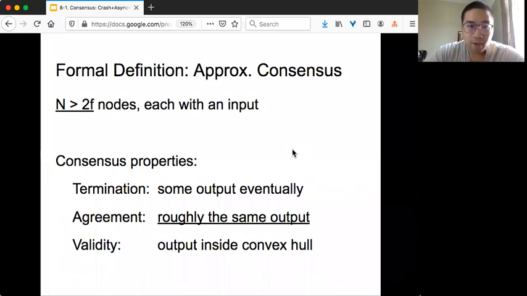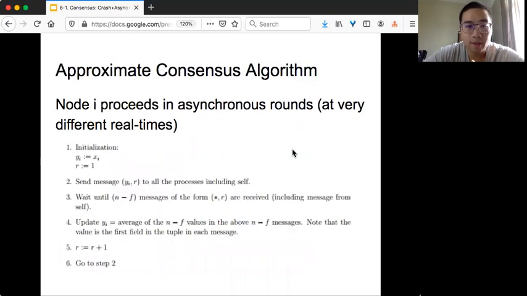Today, we are going to talk about approximate consensus again because I realized that the proof is non-trivial, and I want to talk a little bit about how we usually approach this kind of proof. Just to remind you, what's approximate consensus? We assume that we have at least 2f plus 1 nodes, and the consensus properties are termination, agreement, and validity. Termination and validity are actually pretty simple because we only deal with crash failures, and agreement is the difficult part.